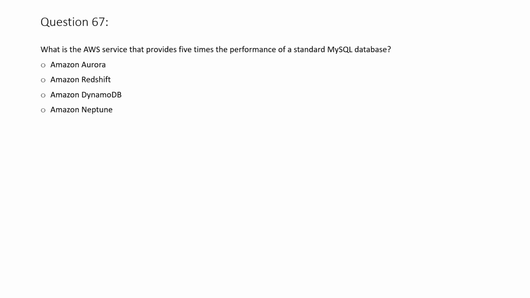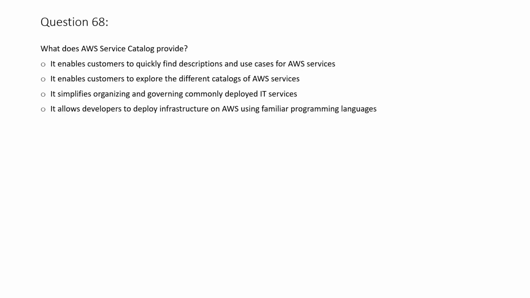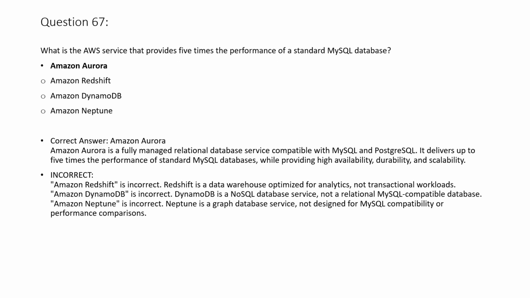Moving into question number 67. What is the AWS service that provides 5 times the performance of a standard MySQL database? Option A, Amazon Aurora. Option B, Amazon Redshift. Option C, Amazon DynamoDB. Option D, Amazon Neptune. So the correct answer is Amazon Aurora.